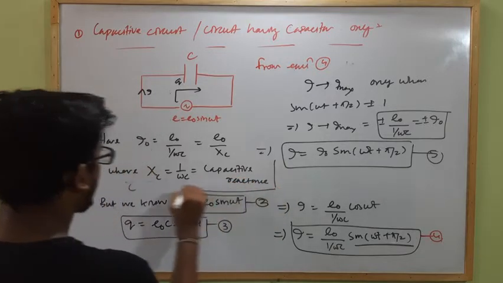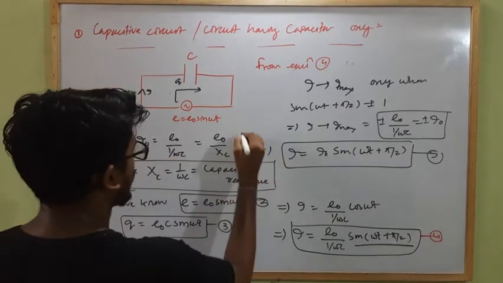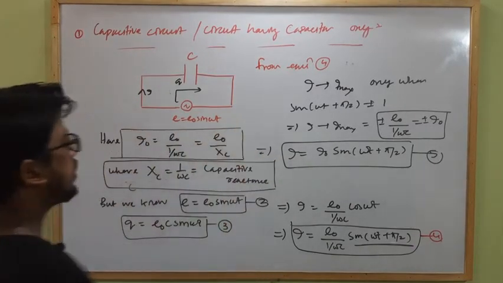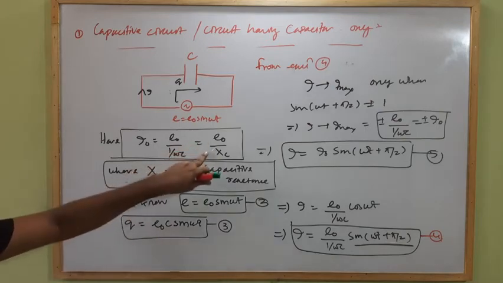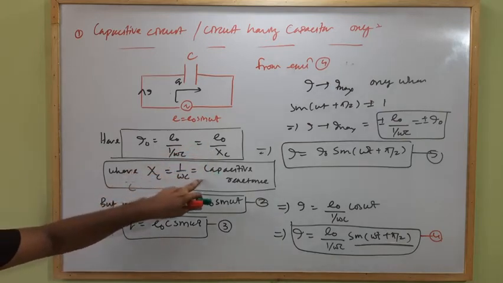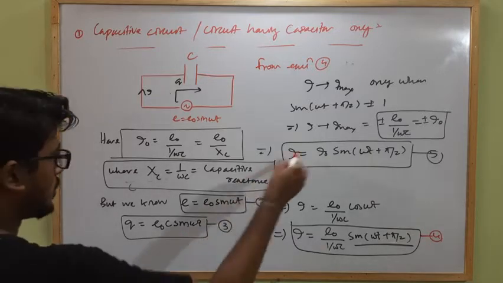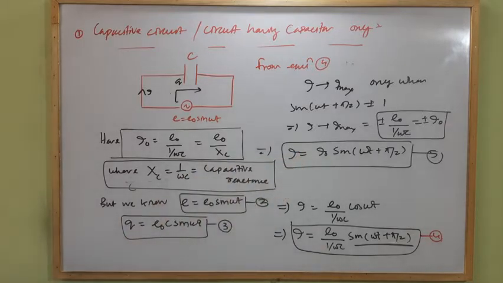So you have to remember this term. In a capacitive circuit, I naught is equal to E naught divided by 1 by omega c, which is E naught by Xc, and Xc equal to 1 by omega c, which is known as capacitive reactance. And from these two comparisons, we will get what?